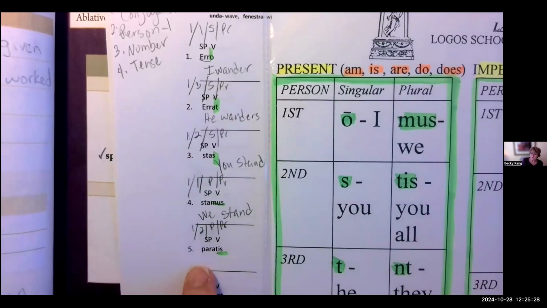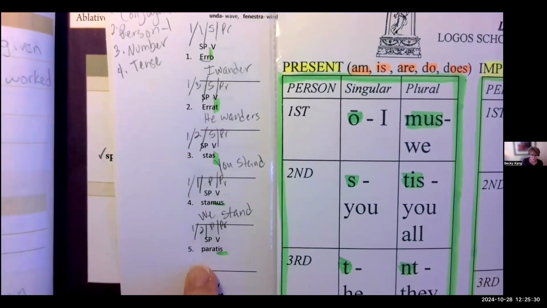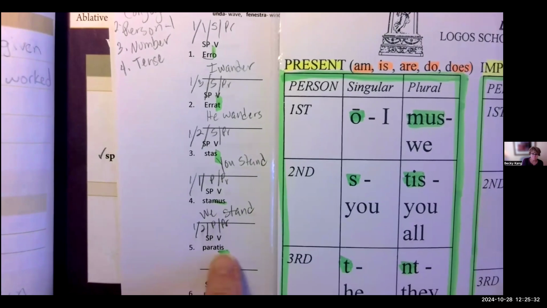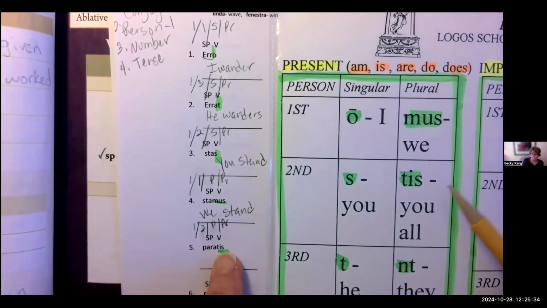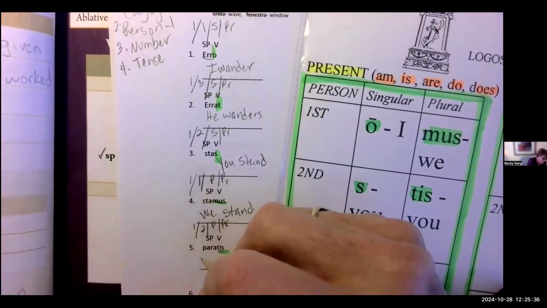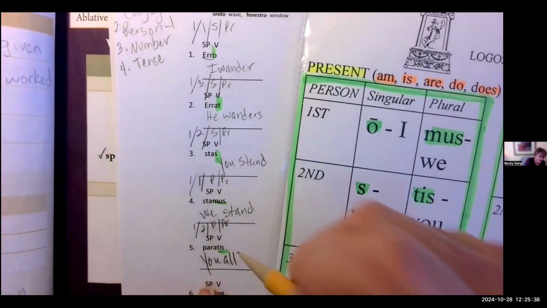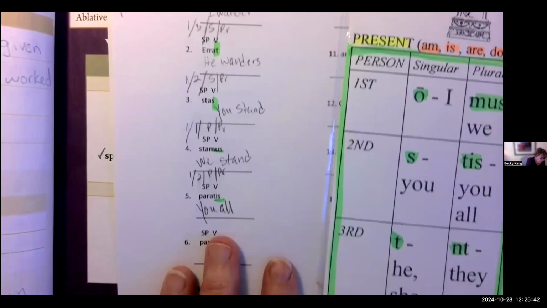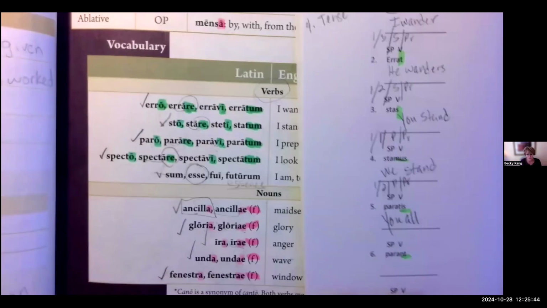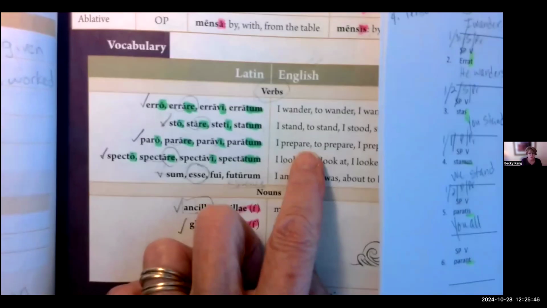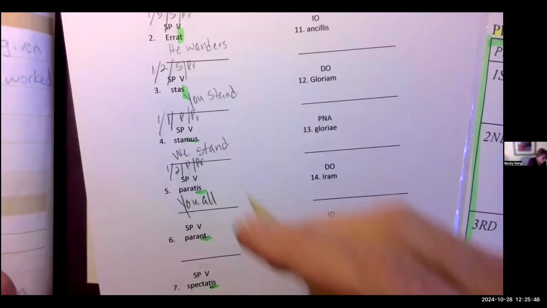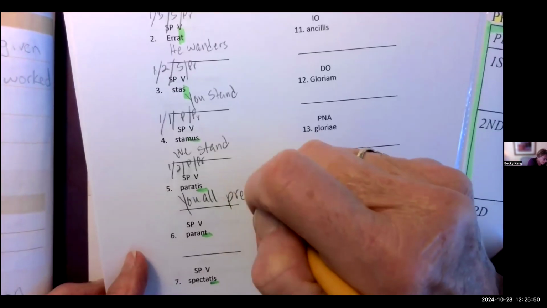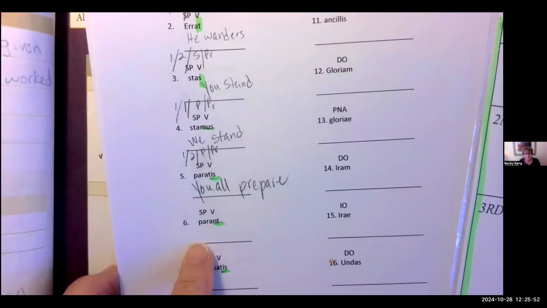All right. I'm not going to write all those 3 different options, but I'm just telling you they're there. Tis. What does tis mean? You all. But what does para mean? Do you remember the picture I had of the guy chopping up all the food? You all, you can look at it right here. You all prepare. Prepare ye the way of the Lord.